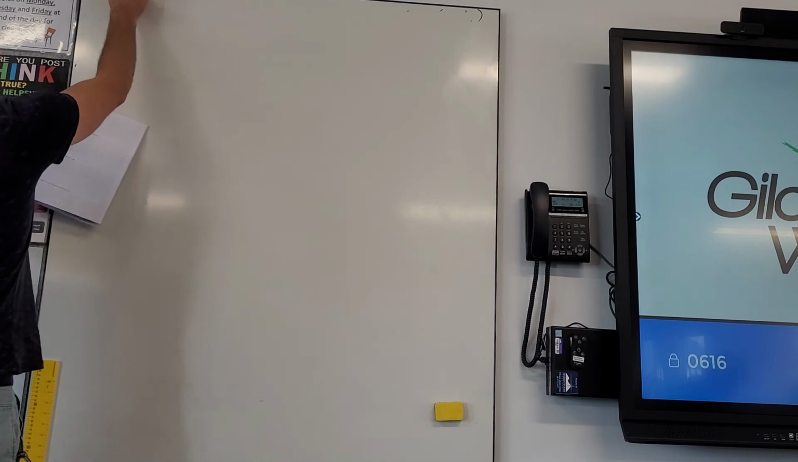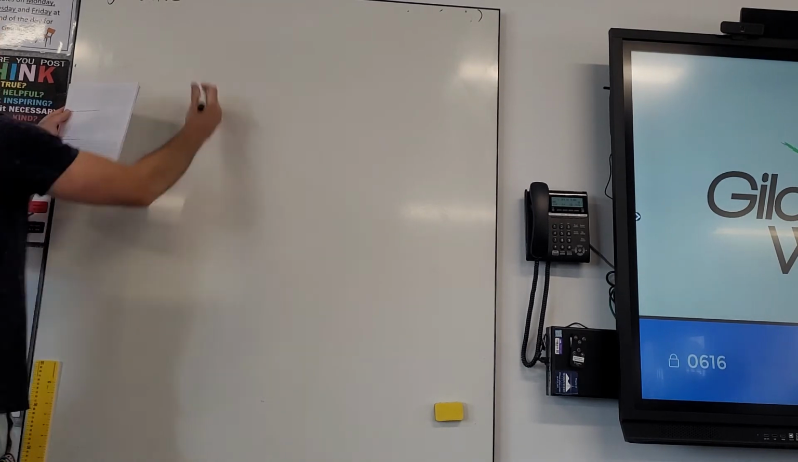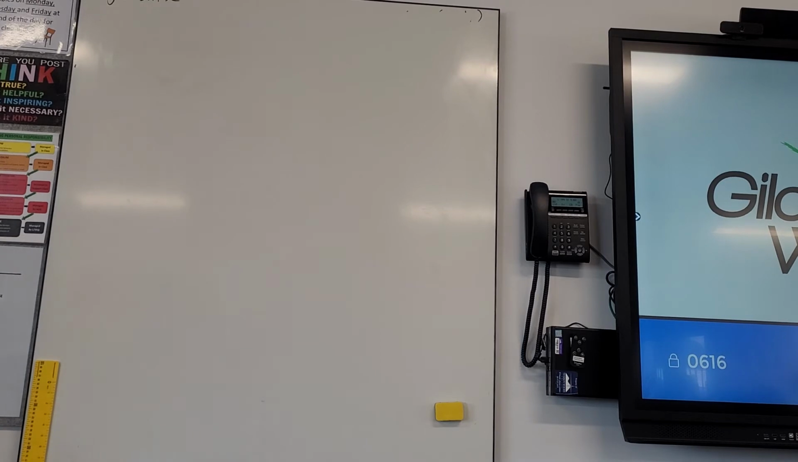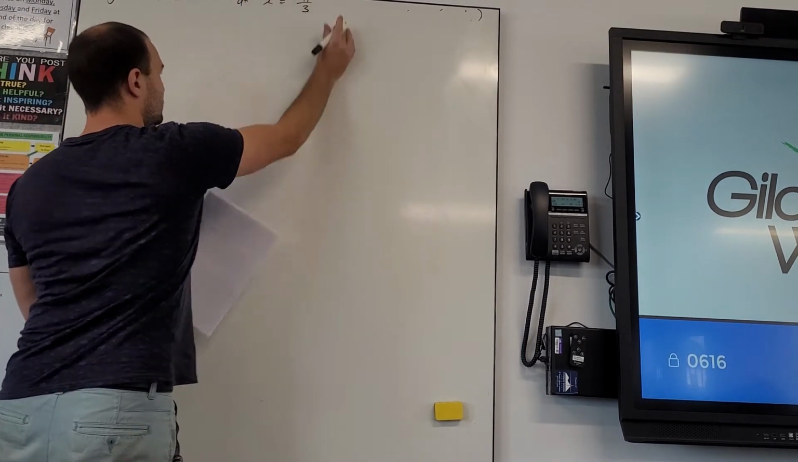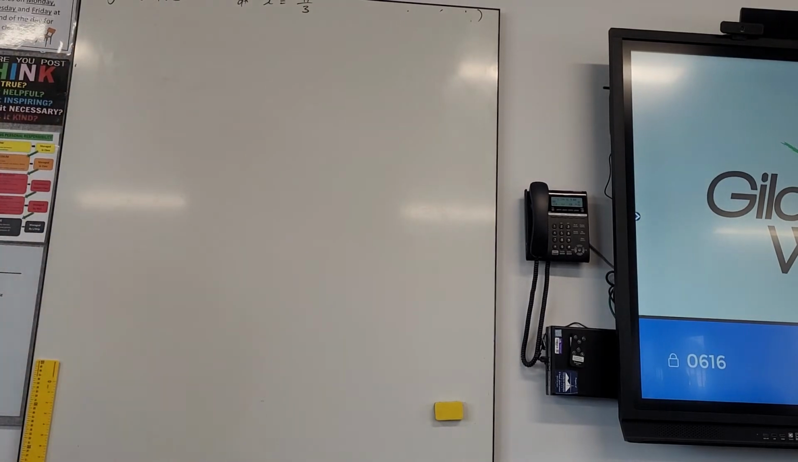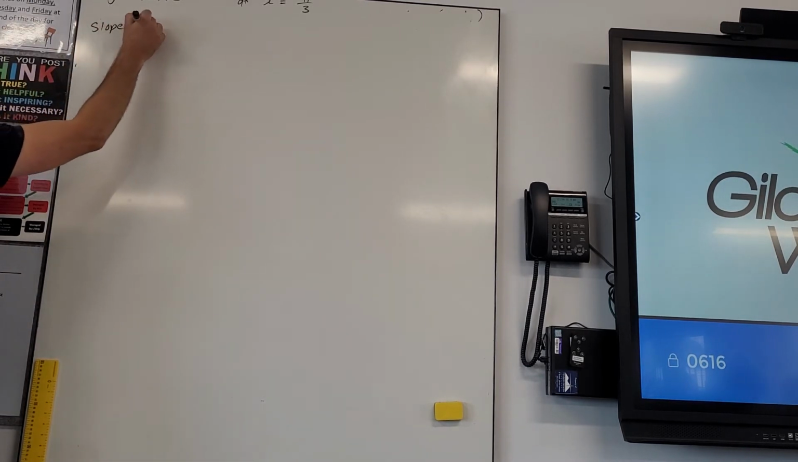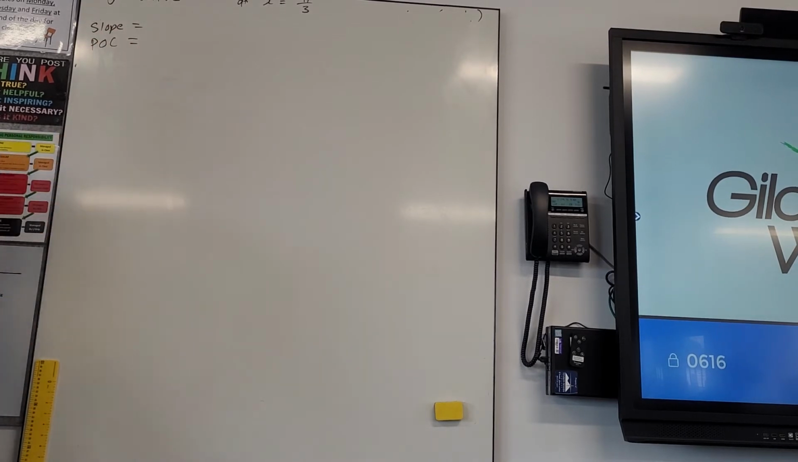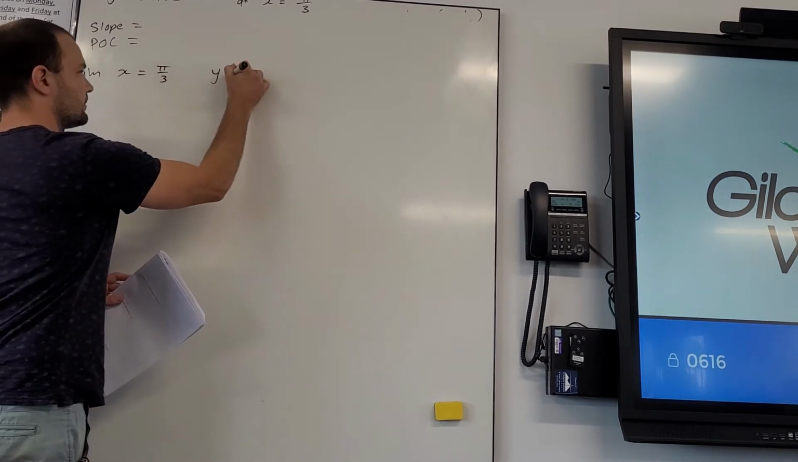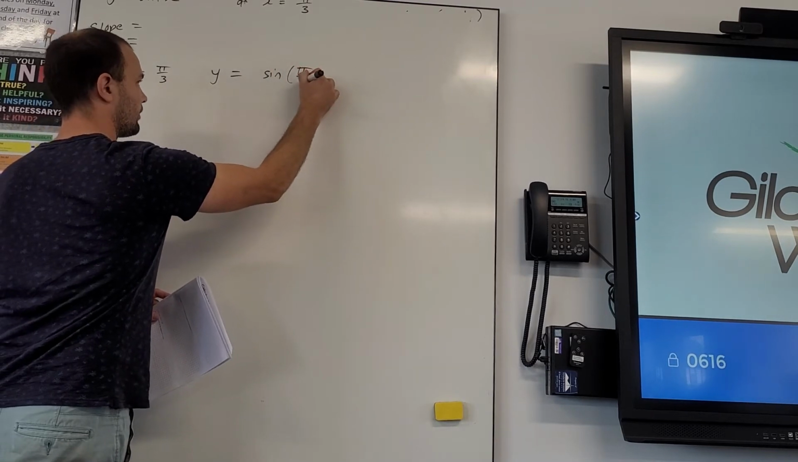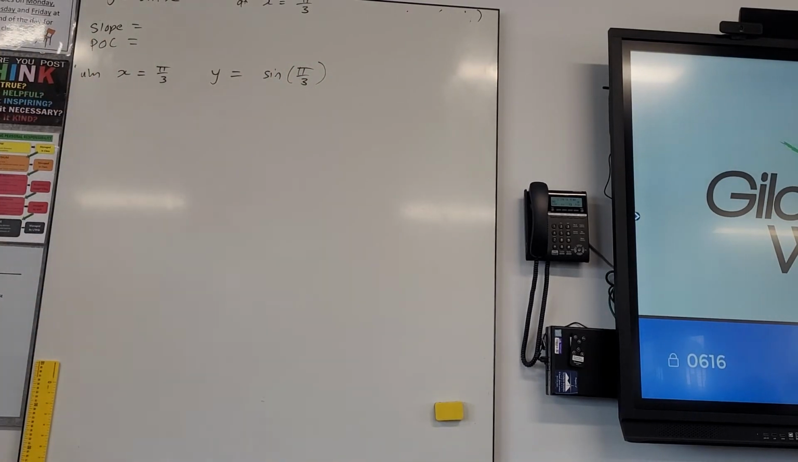So consider y equals sine x. Find the equation of the normal at x is pi on 3. Before we can use the formula, we still need those 2 pieces of information. What is the slope and what is the point of contact? So let's find the point of contact first. When x is pi on 3, y is going to be sine of pi on 3. And we're going to need to look at our unit circle.